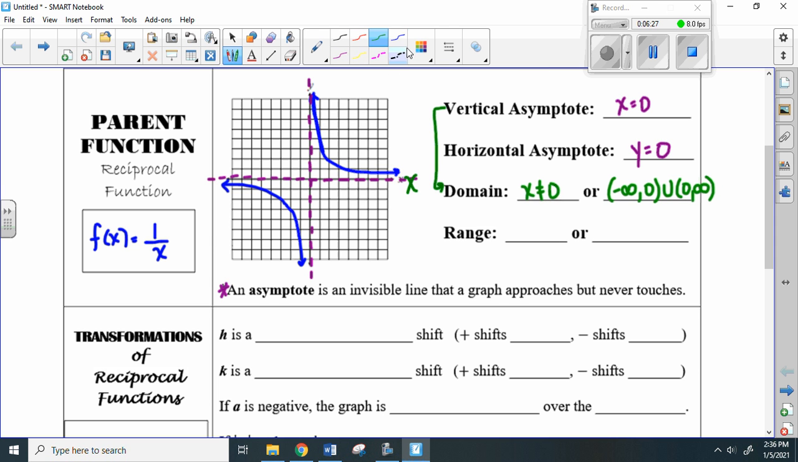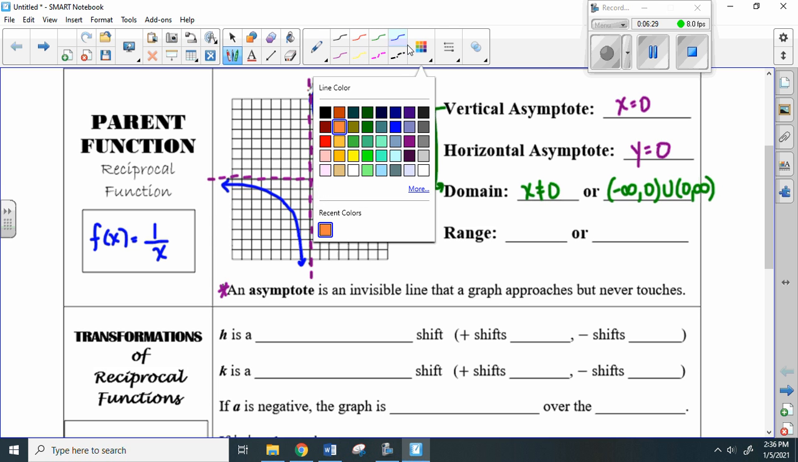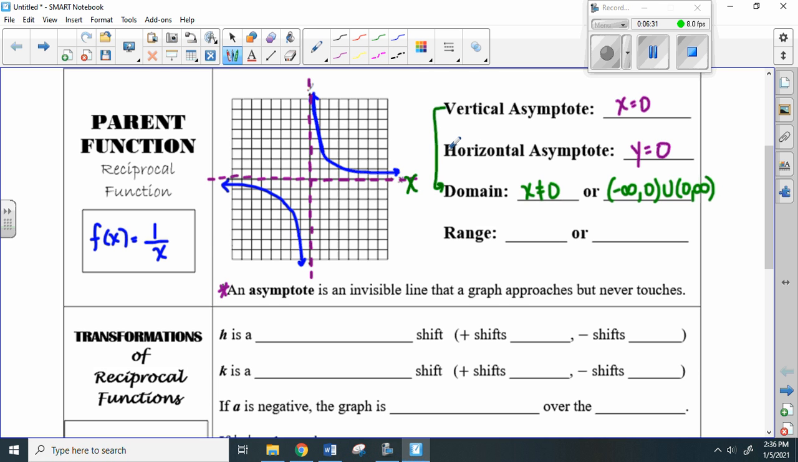Similarly, let's get a different color. Similarly, the horizontal asymptote is linked to the range, because again, an asymptote is a line you can't cross. So my blue graph here touches all the y values below 0, and this blue graph touches all the y values above 0, but I never actually touch 0. And so my range is all the y values except 0.